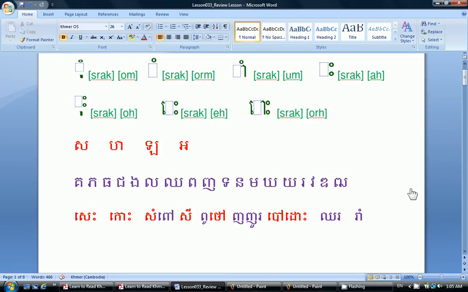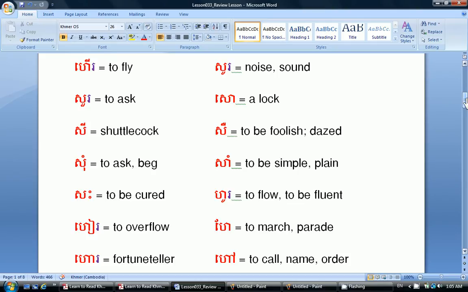Now let's review the vocabulary. So here is the first set of the vocabulary from the first Siri consonant, starting with ha. Ha means to fly. Sua means to ask. Say means shuttlecock. Som means to ask or beg. Sa means to be cured. Here means to overflow. How means fortune teller. So means noise or sound. Sao means a lock. So means to be foolish or dazed. Sam means to be simple or plain. Ho means to flow or to be fluent. Hai means to march or parade. Hau means to call, name, or order.